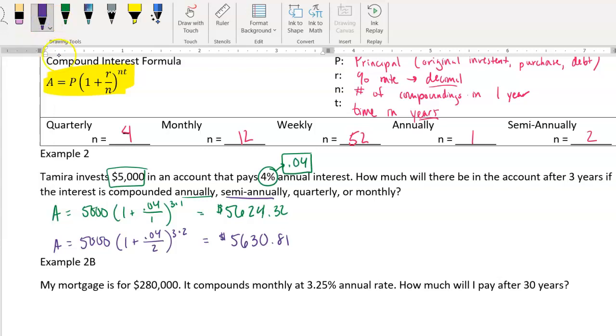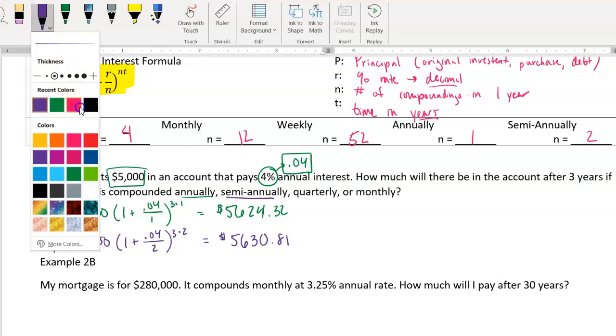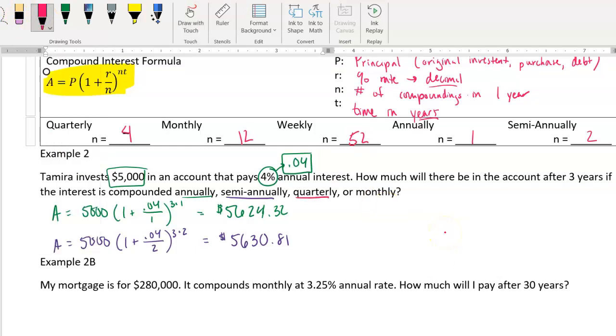All right, let's do another one of these. So I'll show you again how to just set this up. So let's do when it's quarterly. So if it's quarterly, n would equal 4. So again, everything else would be the same, except n would be 4. So we would have then also 3 times 4 as your exponent. And this time you get $5,634.13.